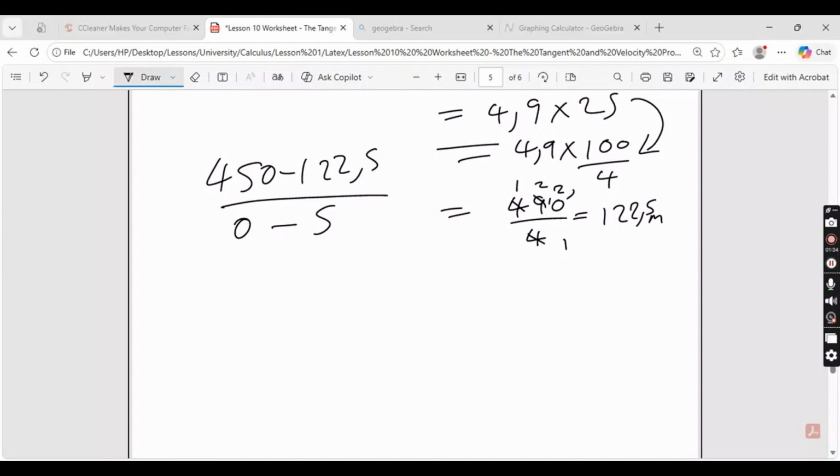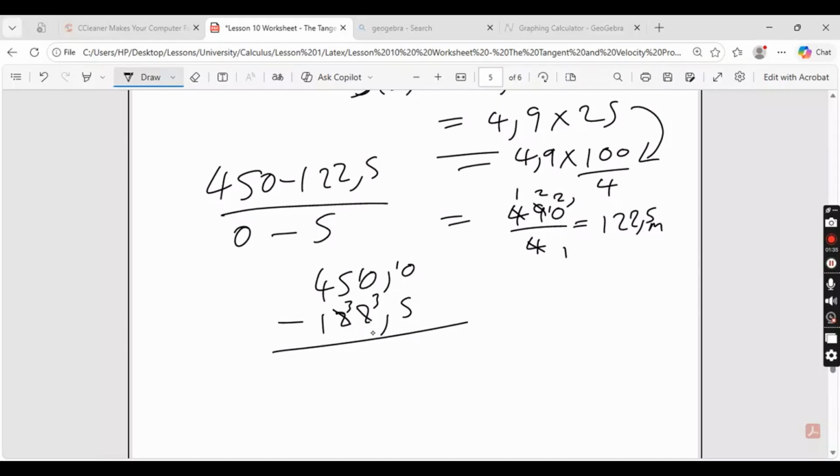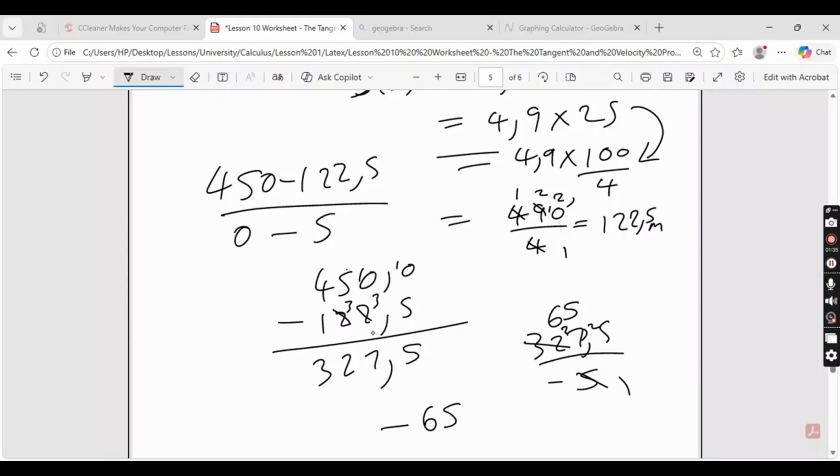450 minus 122.5 is 327.5, over negative 5. So negative 65.5.